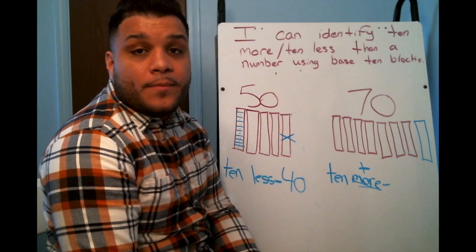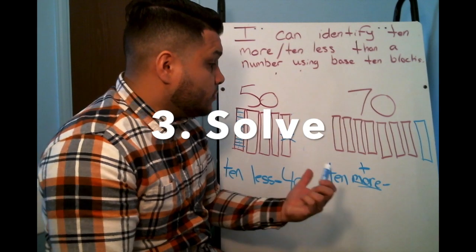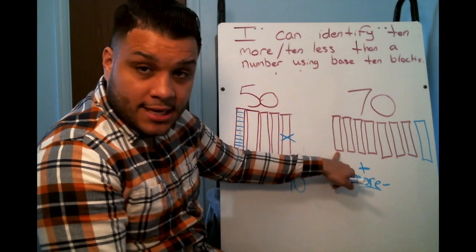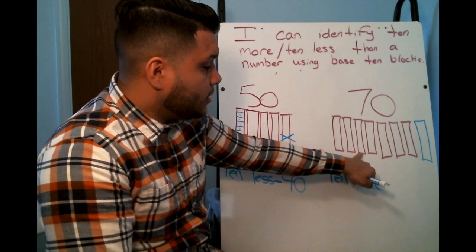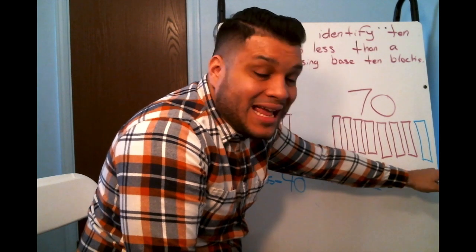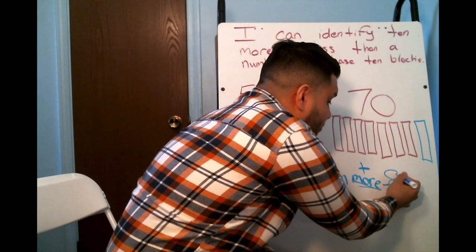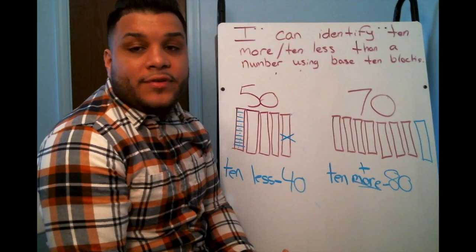So now my third step is to count and solve it. So let's count and solve. Ready? 10, 20, 30, 40, 50, 60, 70, 80. 80 is 10 more than 70.